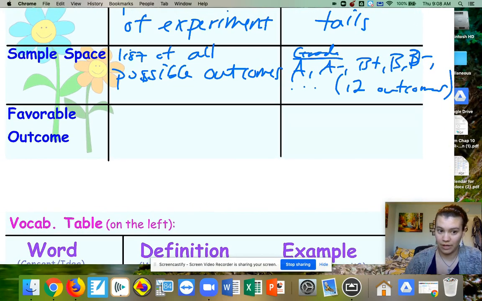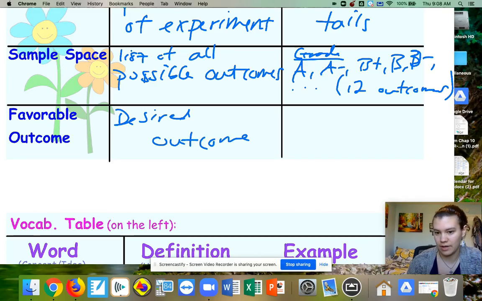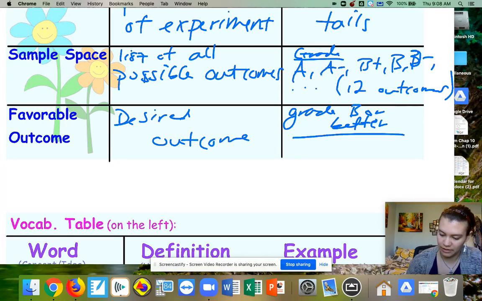A favorable outcome is what you want to happen. So the desired outcome. So if we said here we want, say, a grade of a B or better, your favorable outcomes would be a B or a B plus or an A minus or an A. So you'd have 4 favorable outcomes.